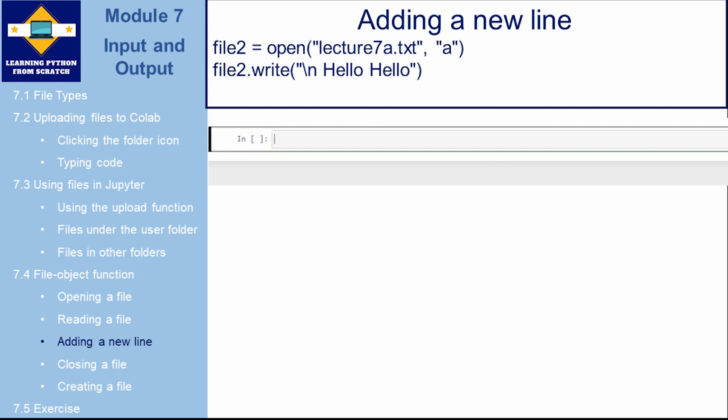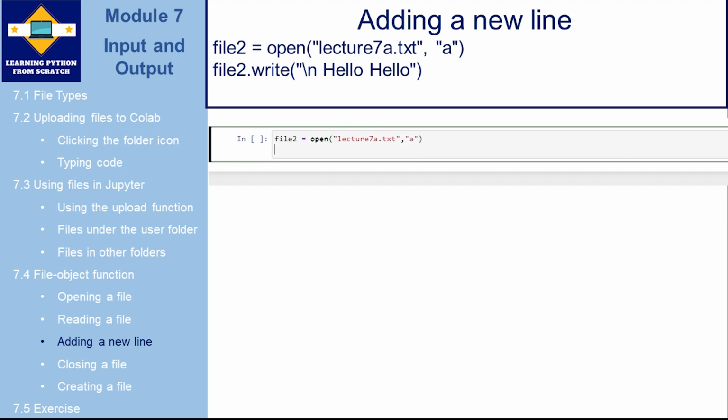Now we want to add a new line to a file. We type file2 = open('lecture78.txt', 'a'). Then file2.write('\nhello hello').